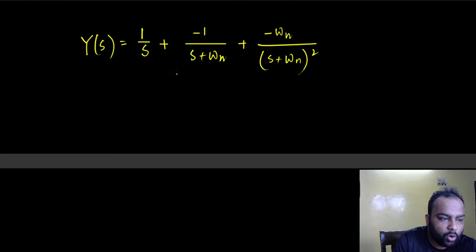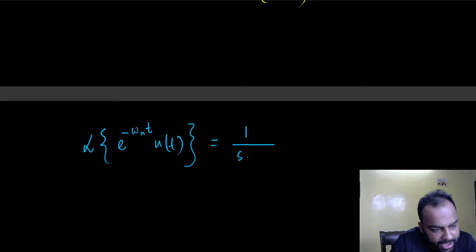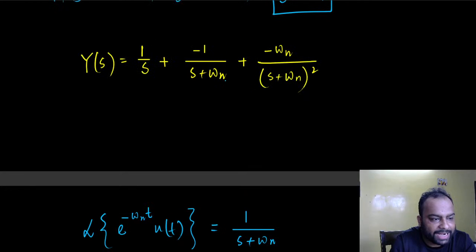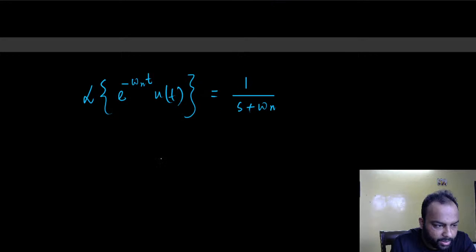Okay, so we know what is the inverse Laplace transform of 1 by s plus omega n, right? Because now again, time for rough work. We know that the Laplace transform of e to the power minus omega n t u(t), that is 1 by s plus omega n, right? So that is useful here. So we have 1 by s plus omega n. So if I invert it, that will become e to the power minus omega n t, right?